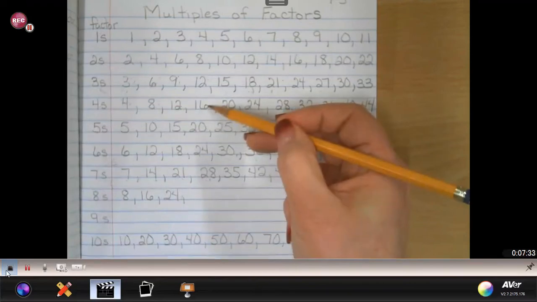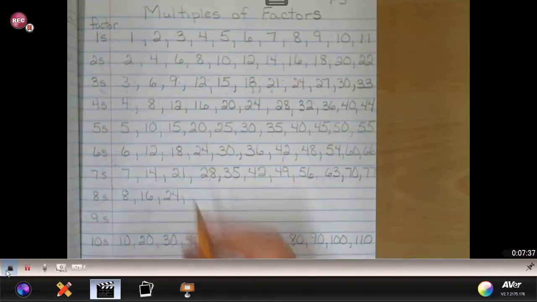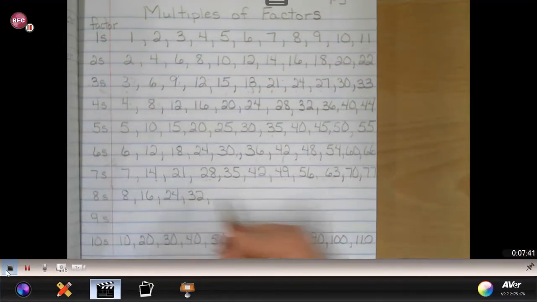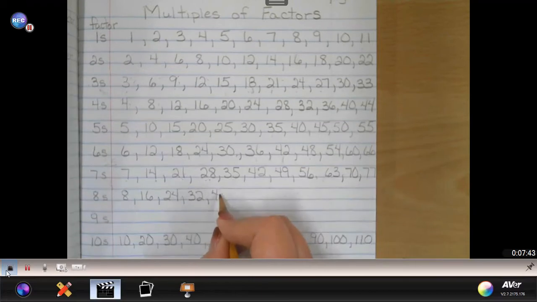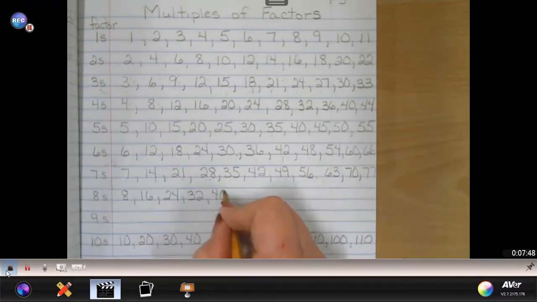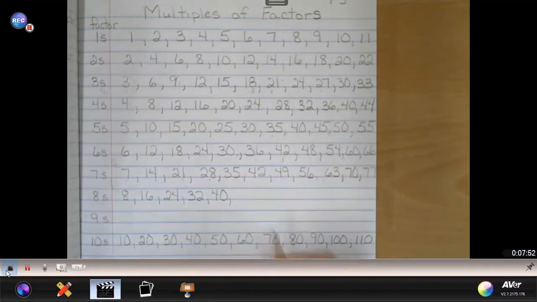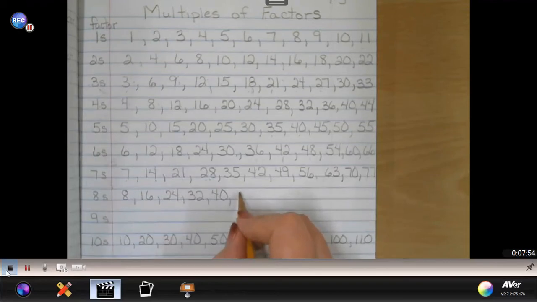I can double 16 to get 4 groups of 8. 4 groups of 8 would be 32. 5 groups of 8 is the same as 8 groups of 5. So that's going to be 40. Add another 8 here. That's pretty easy to add. Add 8 and 40, and that's 48.